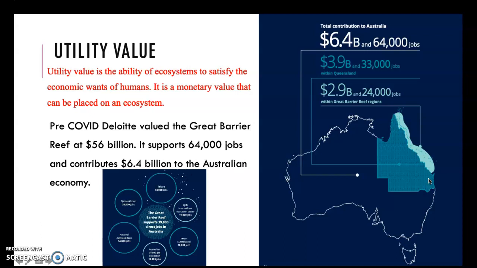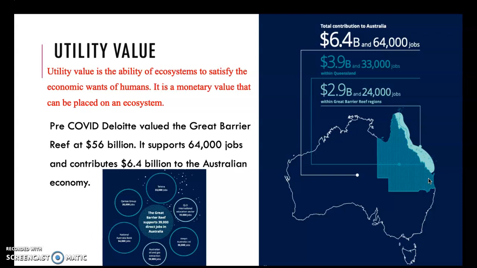So the first thing we're going to look at today is something called utility value. Now, anything in red, remember, is a definition, and you need to write that out word for word. Anything else, you can just write in dot points. So the utility value of an ecosystem is its ability to satisfy the economic wants of humans. It means that it has a monetary value. So we can place a monetary figure on an ecosystem.